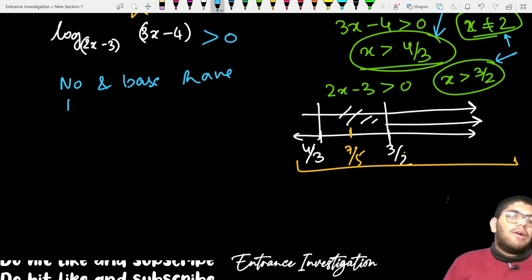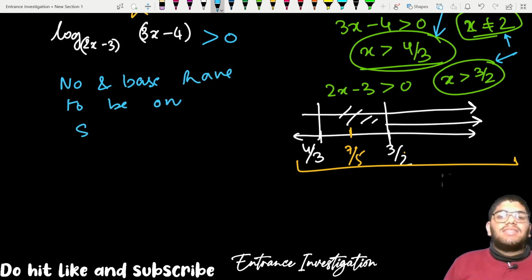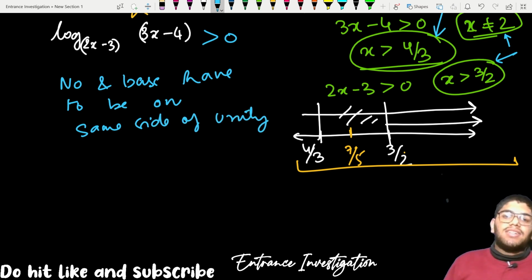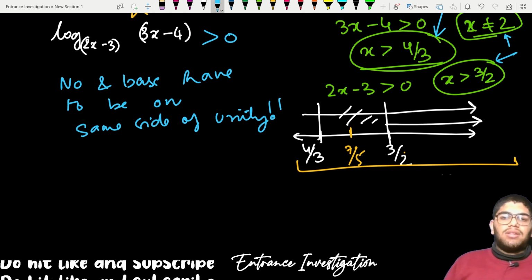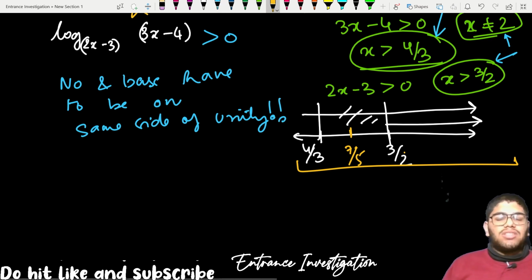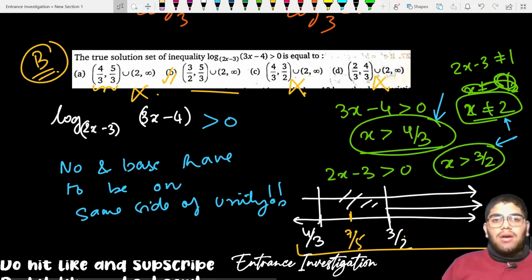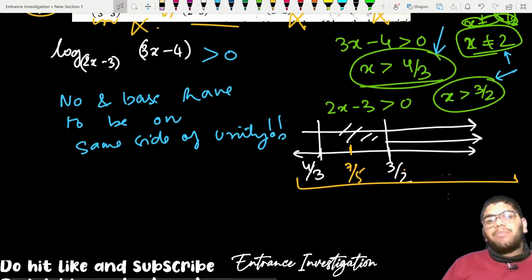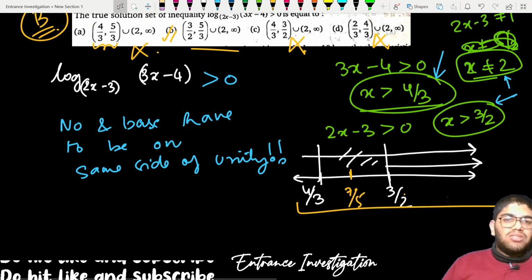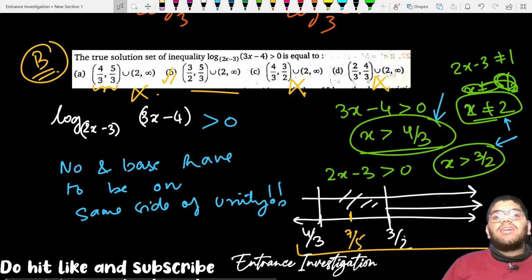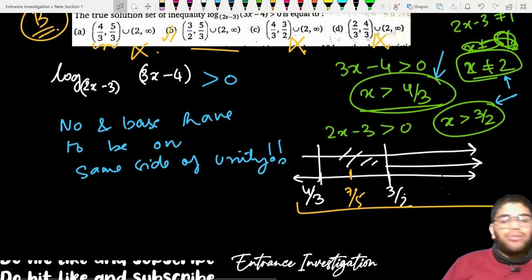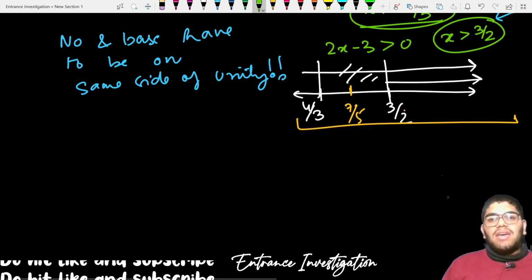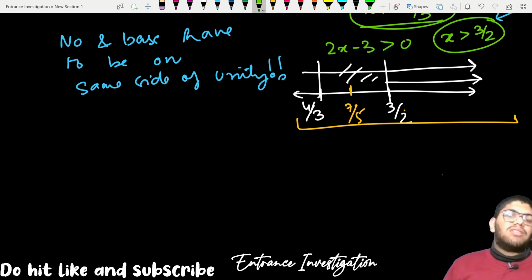have to be on the same side of unity. I expressed it in one or two questions back. I don't remember the actual name, but yes, this is the concept that I am going to apply in order to judge what are the conditions when this thing is going to be true. So number and base are on the same side of unity. So what is the meaning of this thing?